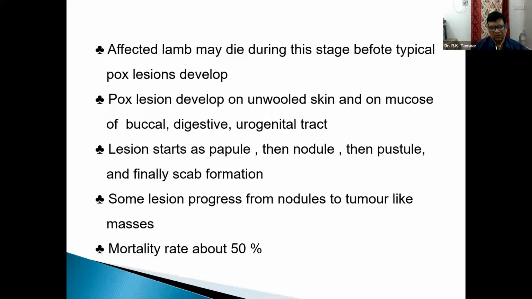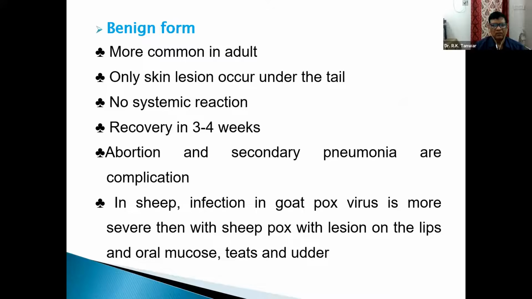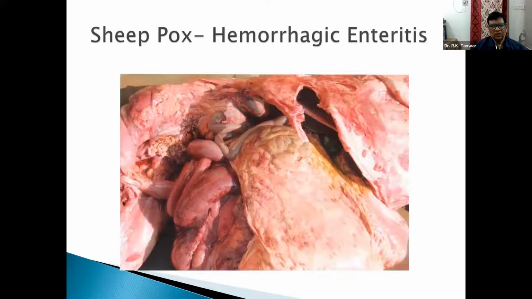Mortality is about 50% in the malignant form. In the benign form, more common in adults, only skin lesions occur, under the tail, and the systemic reaction lasts 3 to 4 weeks. Abortion and secondary pneumonia are also there. Infection in goatpox is more severe than sheeppox, with lesions on the legs, and in the mouth between the teeth and elsewhere.